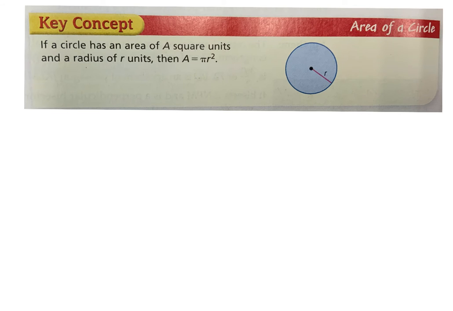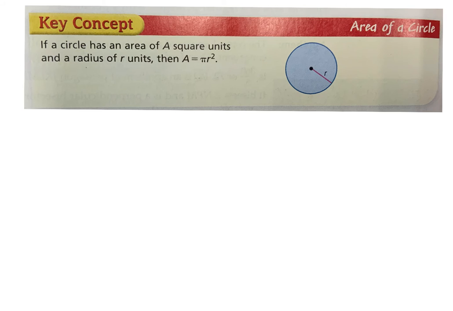If a circle has an area A square units and a radius of r units, then A equals pi r squared. Pi r squared is your formula for a circle, all right? Do not confuse it with your circumference, 2 pi r. It is pi r squared. Pi r squared, you only use your radius for area. Unlike circumference, you can use that diameter because it's just 2r. But you need your radius when you talk about the area of a circle.